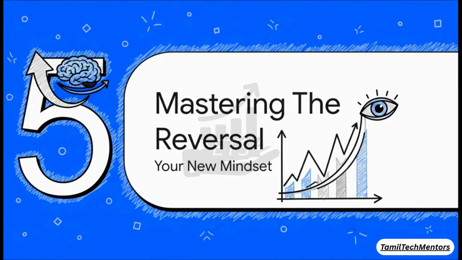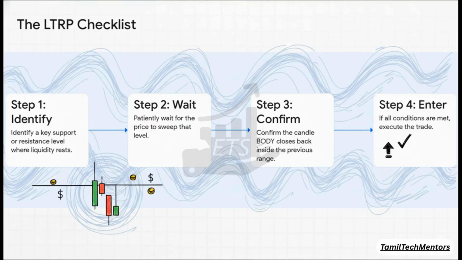Okay, let's wrap this all up by focusing on what's maybe the most important part of all. Mastering this isn't just about learning a new chart pattern. It's about making a fundamental shift in how you think as a trader. So let's just recap the whole thing with a simple checklist. Step 1, find an obvious level where you know liquidity is building up. Step 2, be patient and wait for the price to sweep that level. Step 3, the most critical step of all, confirm that the candle body closes back inside the previous range. And if all those conditions are met, step 4, you pull the trigger.